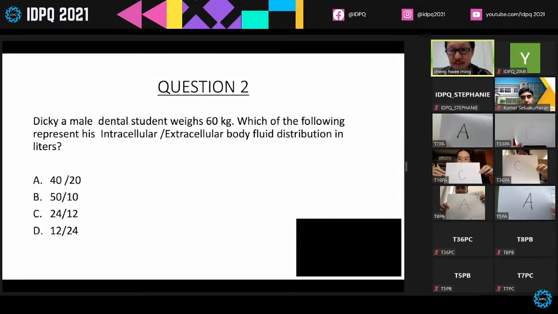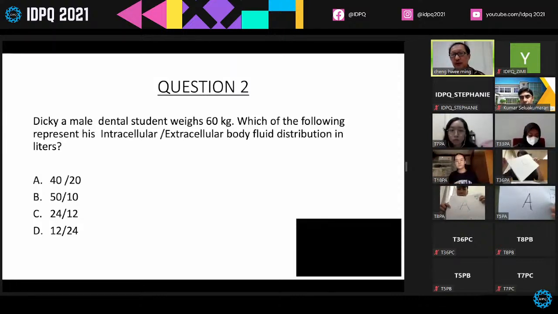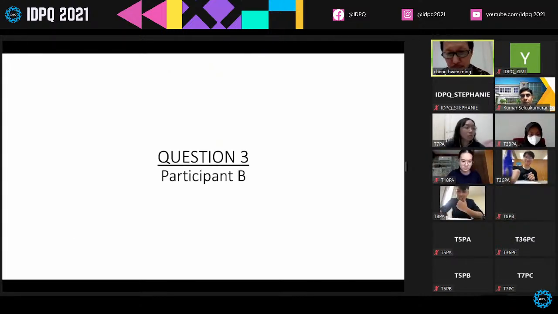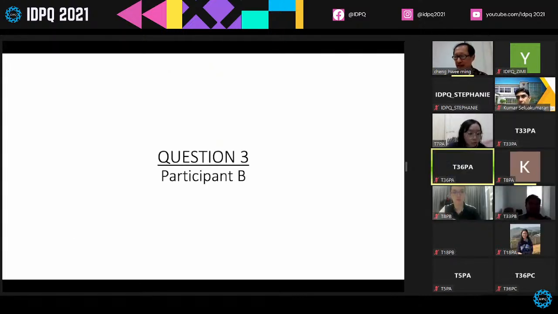So team 7 is wrong. Team 33, correct. Team 18 is correct. Team 36 is correct. Team 8 is wrong. And team 5 is wrong. Thank you. So we can move now to participant B for the third and fourth question.